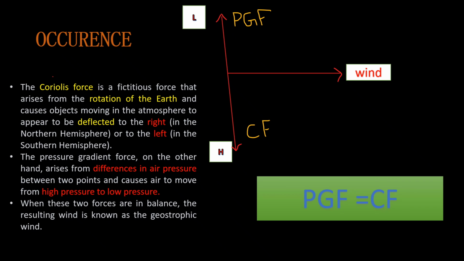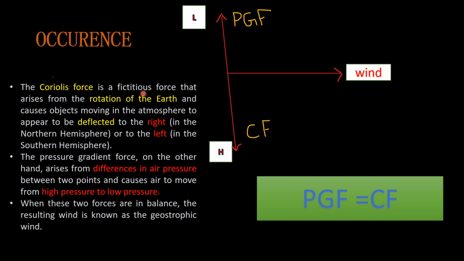Theoretically, the occurrence of geostrophic wind is due to two important forces that act on the Earth's surface, that is Coriolis force and pressure gradient force. So what do we mean by Coriolis force? It is a fictitious force, right? Do you know what we mean by fictitious force?